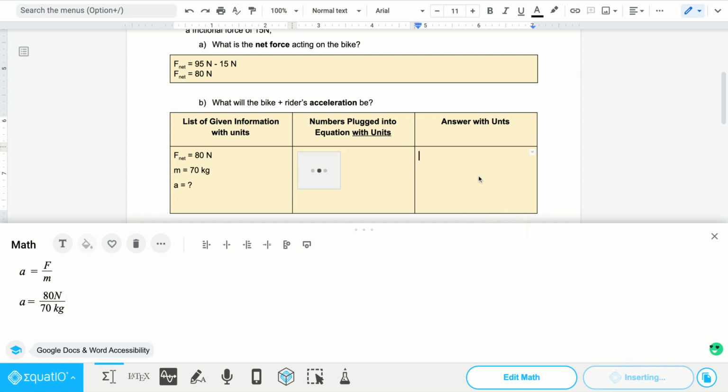And then take out my calculator and figure out what that is. And we should have an acceleration of 1.14 meters per second. And that's the answer.